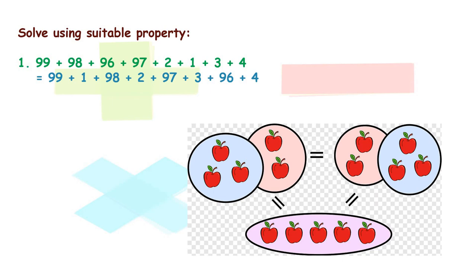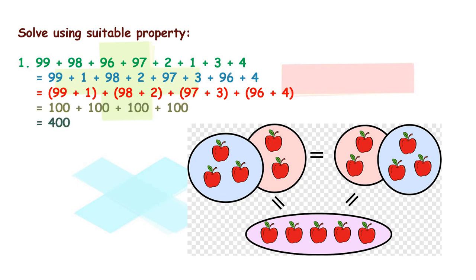Now I am using associative property to group the numbers. So I have grouped them in this way: 99 plus 1 are grouped together, 98 plus 2, 97 plus 3 and 96 plus 4. So in all the 4 cases we will get 100. So we will get 4 hundreds and the answer will be 400.